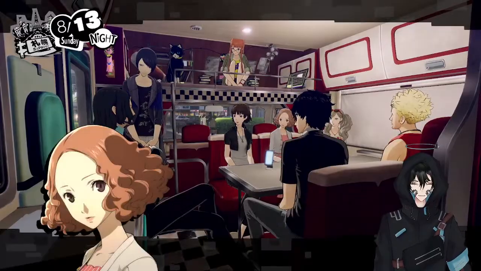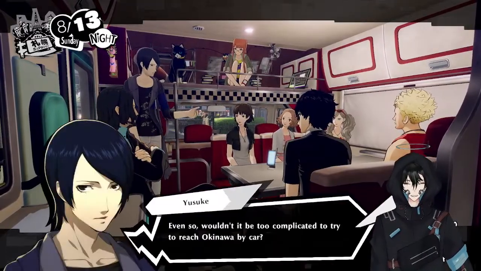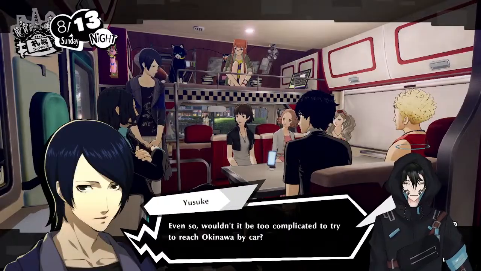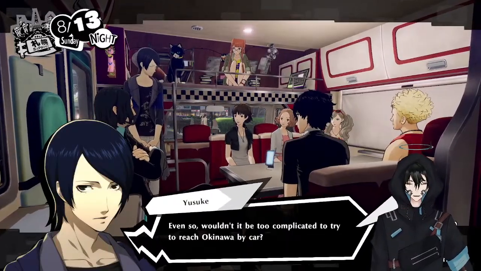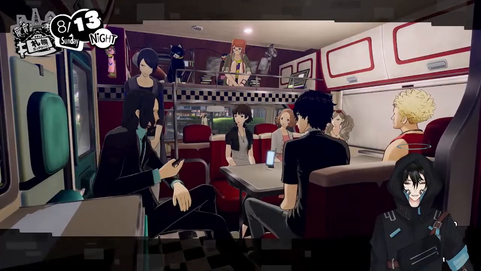That's what you're naming this thing? Taxi said it'd been into seizing public transport. Even so, it wouldn't be complicated to try to reach Okinawa now. Give me a sec.